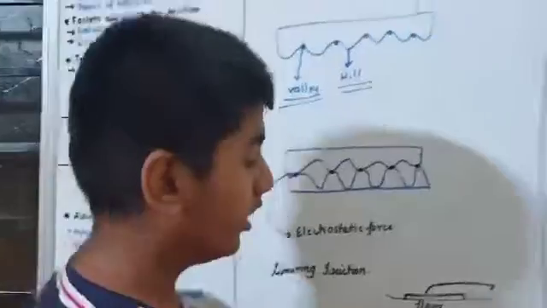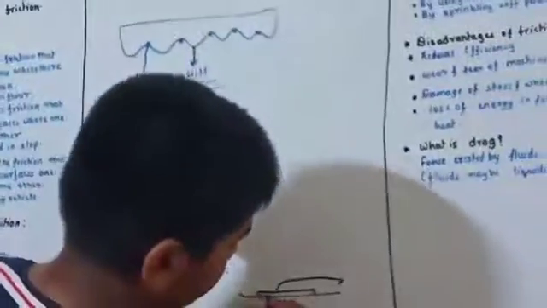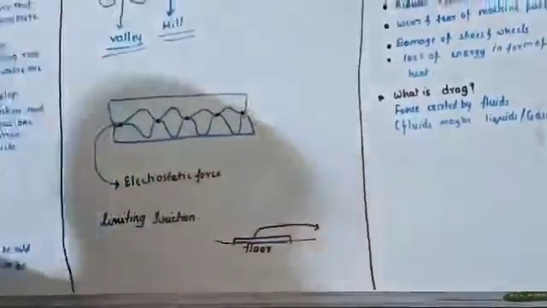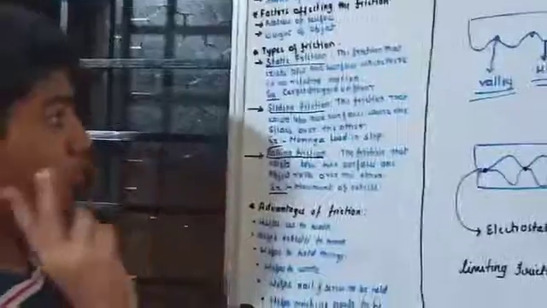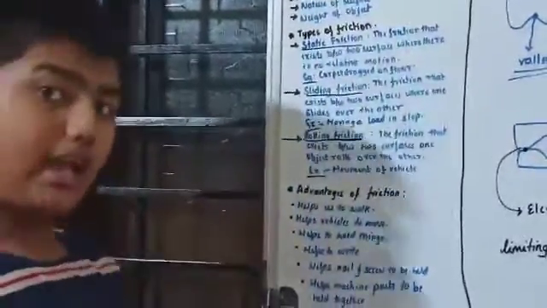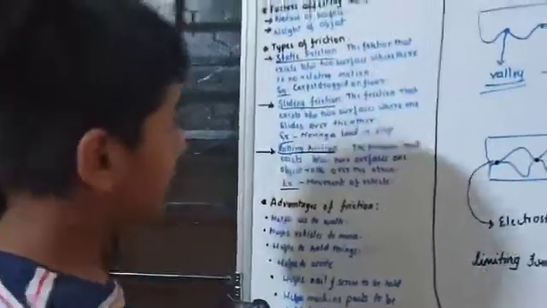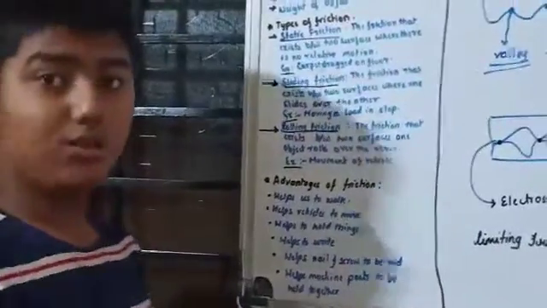Now sliding friction. As the name suggests, here the friction will occur at the point where both are in contact with each other. Sliding friction is the friction that exists between two surfaces where one slides over the other. Example: moving a load on a slope.